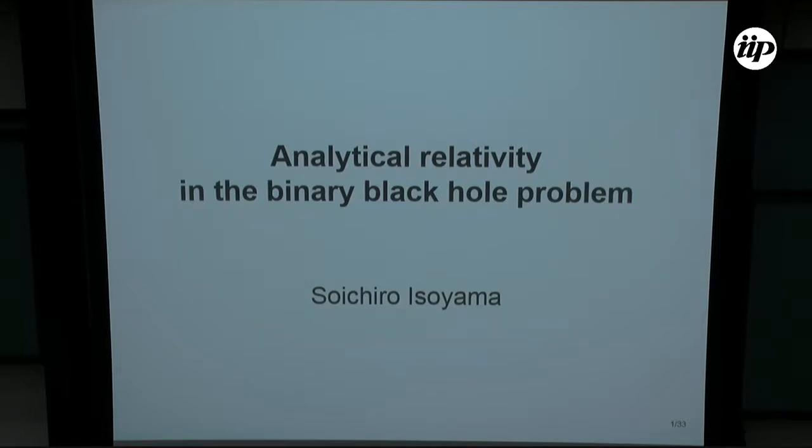So I'm working mainly on the theoretical side of relativity, and in the context of gravitational waves, I'm working on the modeling of binary systems using some analytical methods. The goal of this talk is to briefly overview how the current methods model binary black holes or binary neutron stars, particularly focusing on the analytical methods.